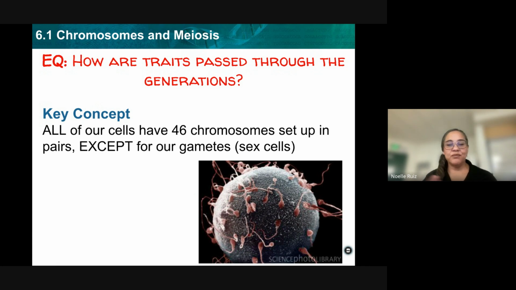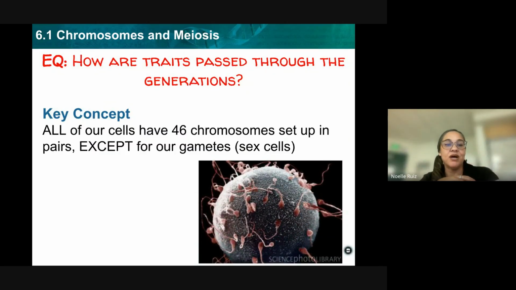All right, we are moving on to chapter 6. 6.1 is about chromosomes and meiosis. Actually, meiosis isn't even until next section, so I don't even know why it's named that, but chromosomes we are talking about first. The essential question: how are traits passed through generations? It's going to be the same essential question for the entire chapter.